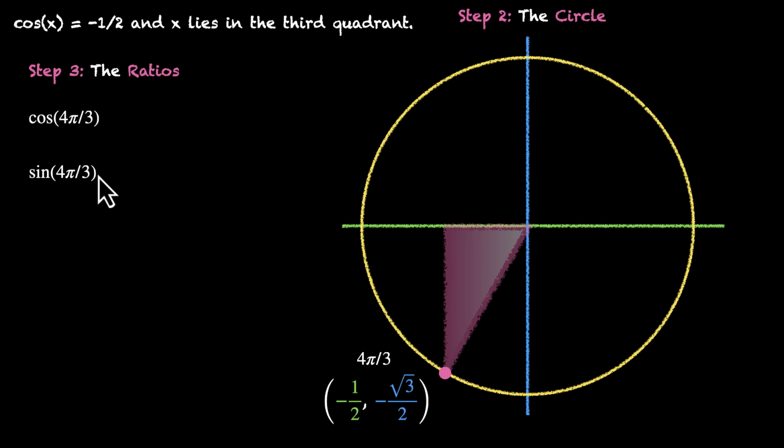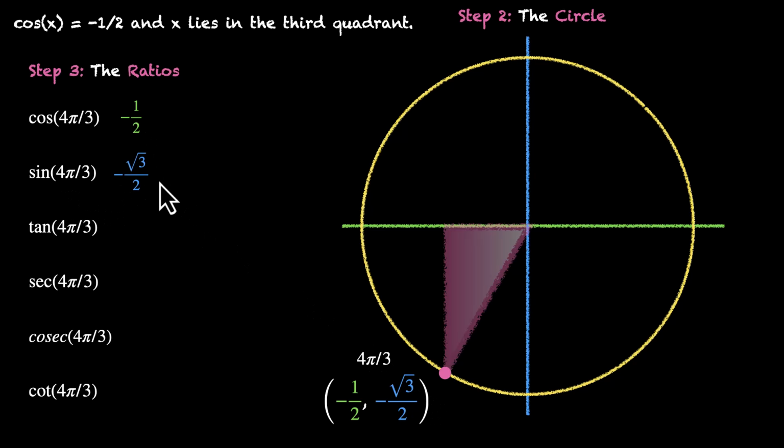We need cos, sine, tan, sec, cosec and cot. We already know the value of cos, that's minus half, that's in the question. But we also know the value of sine from the unit circle, that's minus root 3 by 2. Using these two, we can figure out the rest.